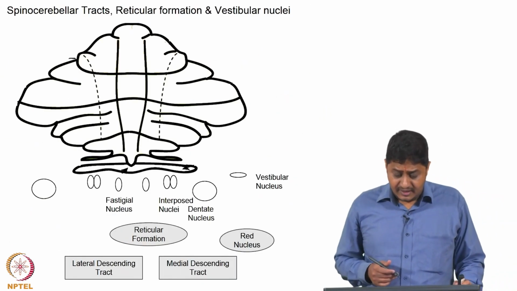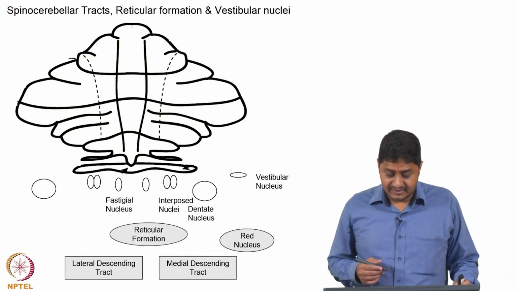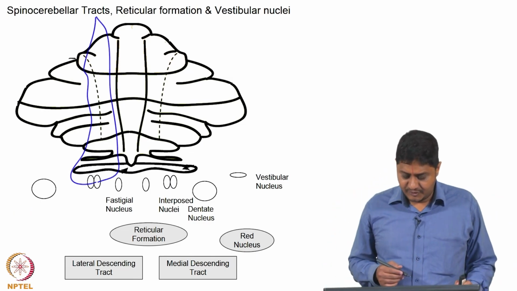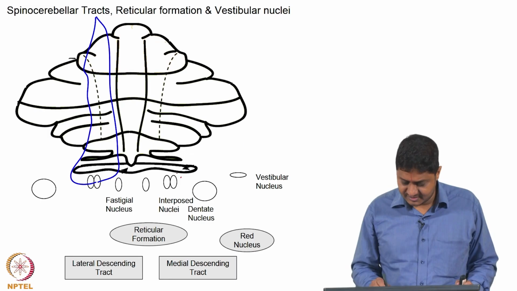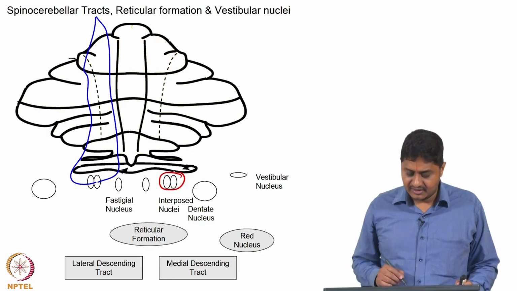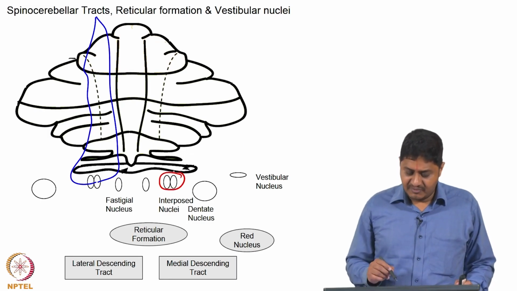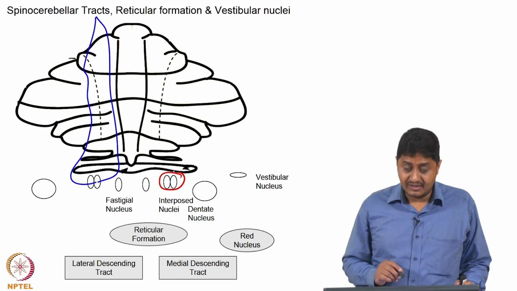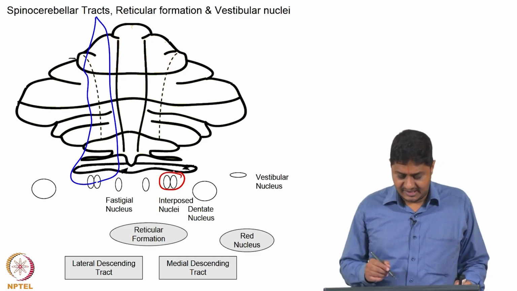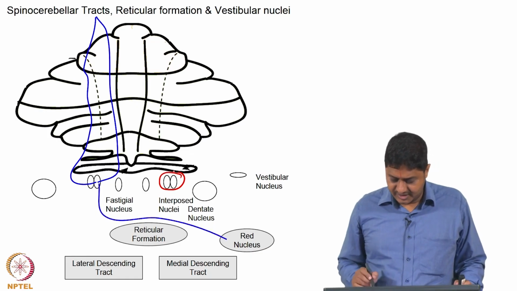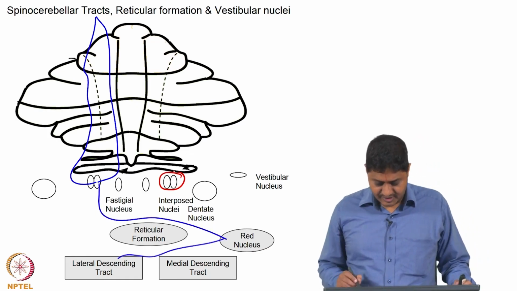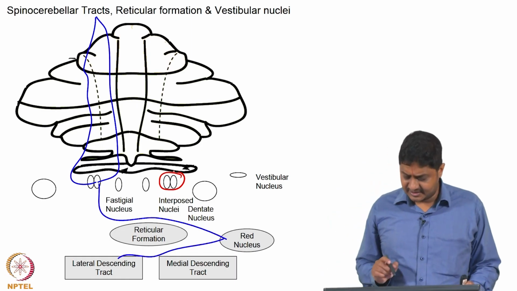Okay. And within the spinocerebellar case there are a few pathways. So, here you have the interposed nuclei, these are the interposed nuclei, we said this is the globose and emboliform, or the interposed nuclei. So, information coming in from the vermal and the paravermal area, right. So, they project to the red nucleus and from the red nucleus to the lateral descending tract.